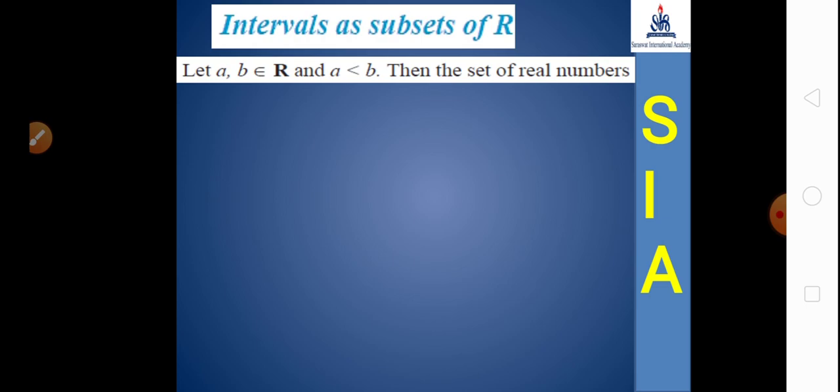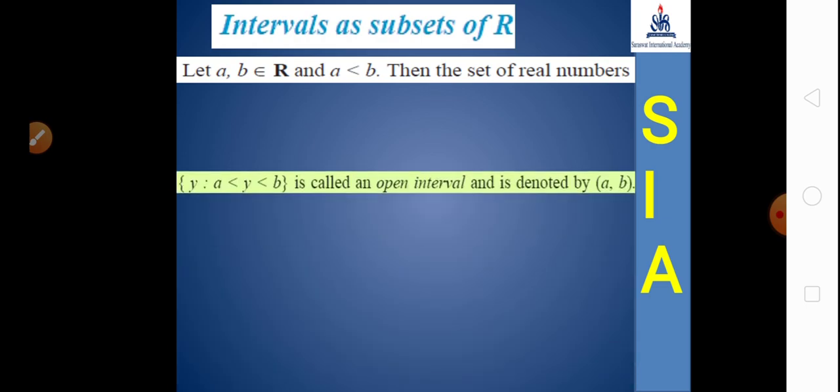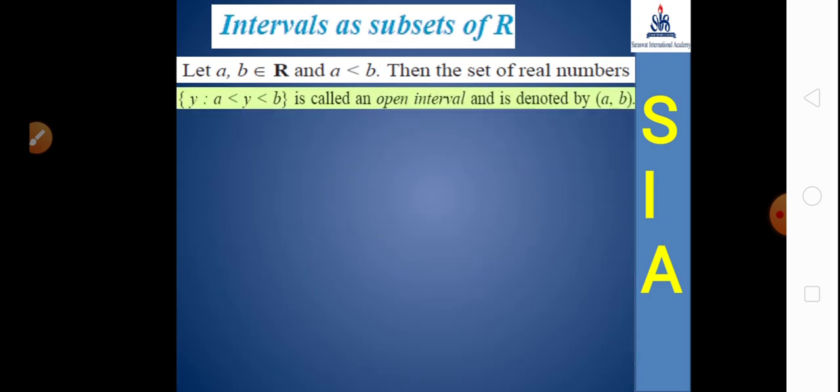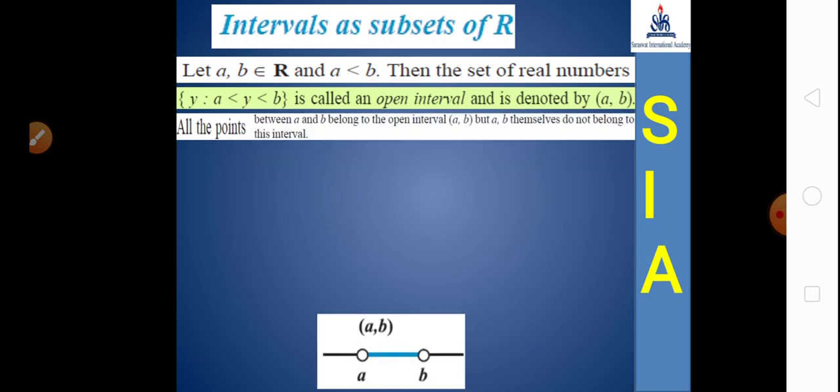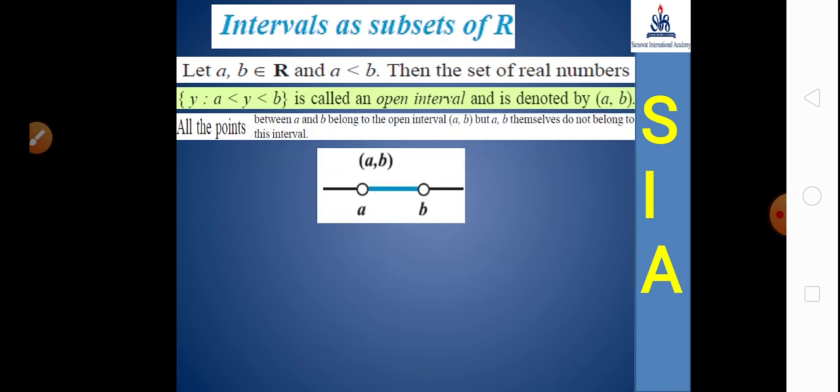In the real set R, set of the real numbers, between A and B it is called an open interval. It is indicated by the open bracket (A, B). Students, the open bracket (A, B) means A is not counted and B is not counted. So I will explain it with a drawing, with the numbers A and B.